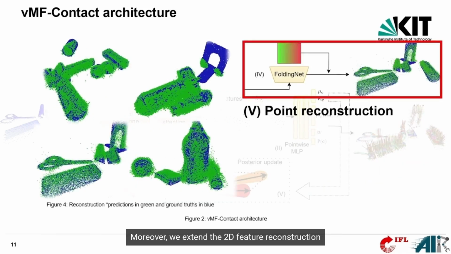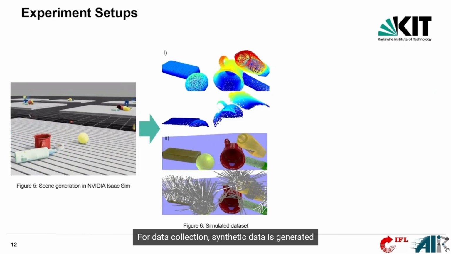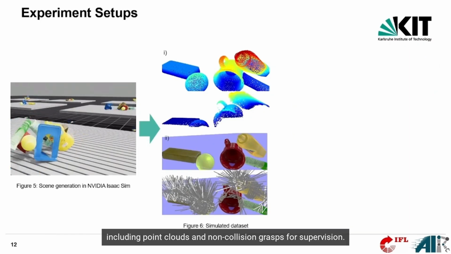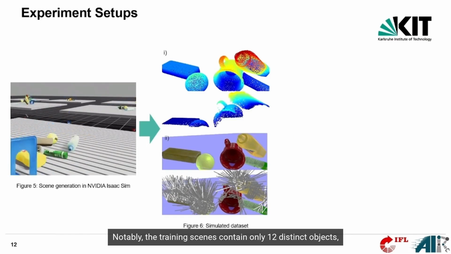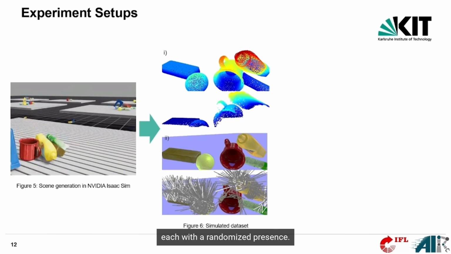Moreover, we extend 2D feature reconstruction and evidential deep learning to the point cloud-based reconstruction, improving robustness to input noise and enhancing uncertainty quantification as well as accurate grasp detection. For data collection, synthetic data is generated including point clouds and non-collision grasps for supervision. Notably, the training scenes contain only 12 distinct objects, each with a randomized presence.